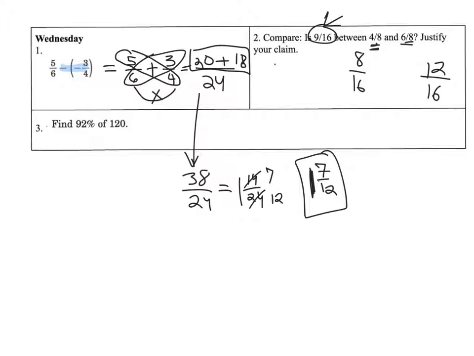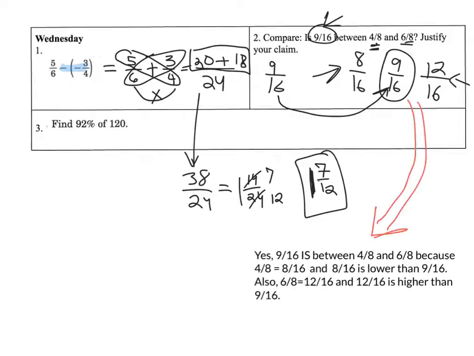We can compare them. Is 9/16 between those two? And if you look, 8 is lower than 9, so 9 can go in front of it. And 9 is lower than 12, so it would be in back of the 12. And as you can see, 9/16 is between 8/16 and 12/16.